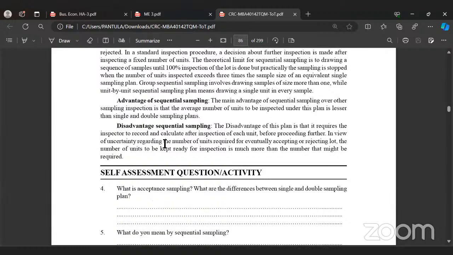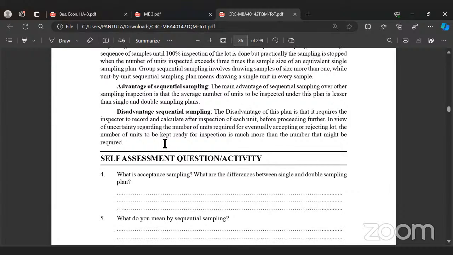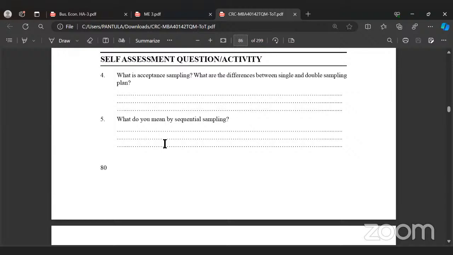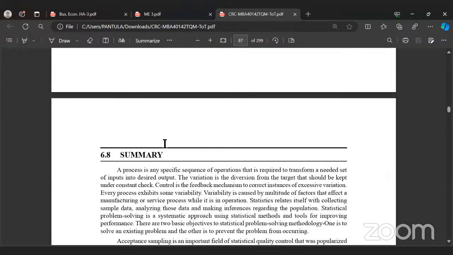The main advantage of sequential sampling over other sample inspection is that the average number of units inspected under the plan is lesser than the single and double plan. The disadvantage is its cost, because we require inspection records and must calculate the inspection of each unit before proceeding further. So these are the sampling methods: single sampling, double sampling, sequential sampling.